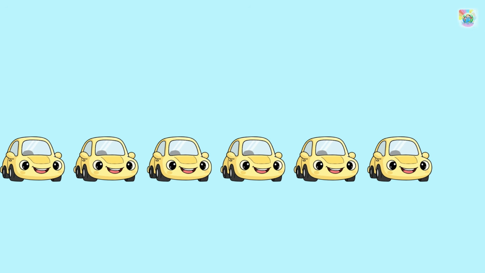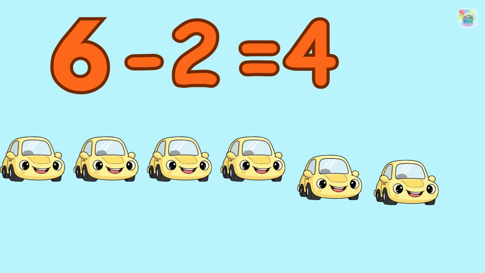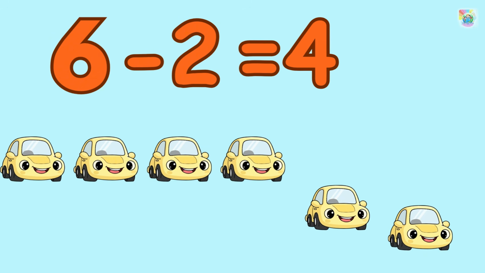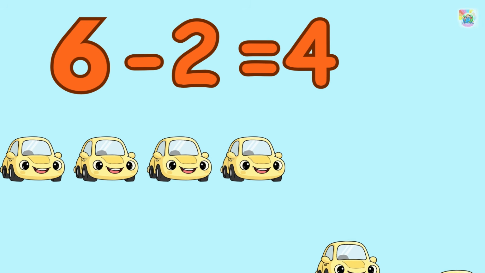Now look at the toy cars. There are 6 cars on the road. Let's count them. 1, 2, 3, 4, 5, 6. Suddenly, 2 cars race away. So we take 2 cars away. 6 minus 2 equals 4. Now 4 cars remain on the road.